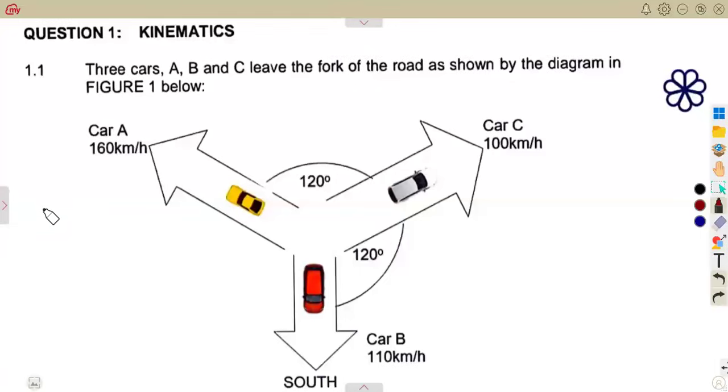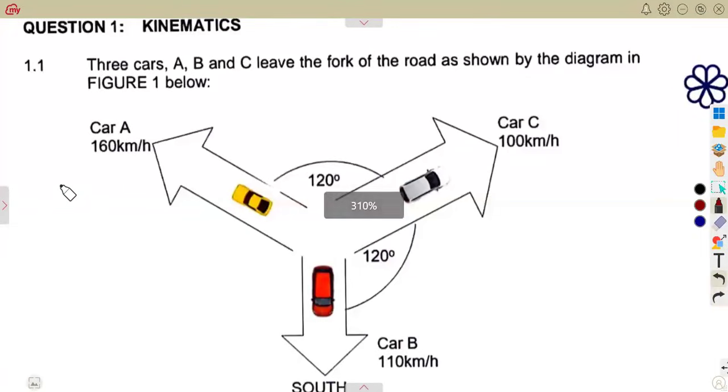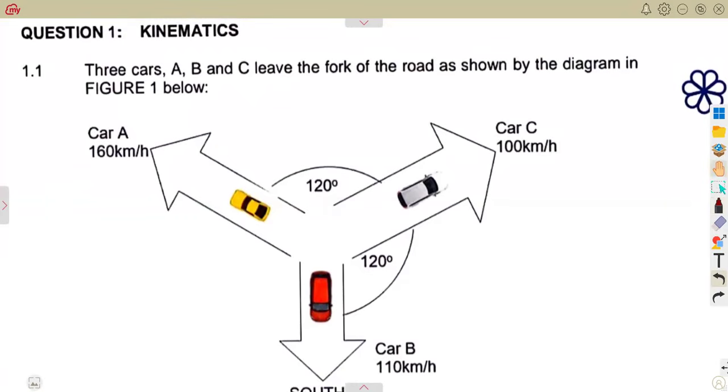All right, guys. We are going to consider our question paper, which is working on kinematics, the paper that we wrote in April 2024. So we're going to consider our question number one. We're given the first part: three cars A, B, and C leave the fork of the road as shown by the diagram in Fig 1 below. So this is what you're given.